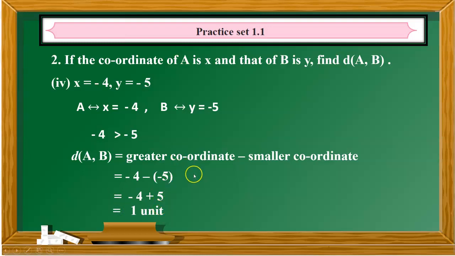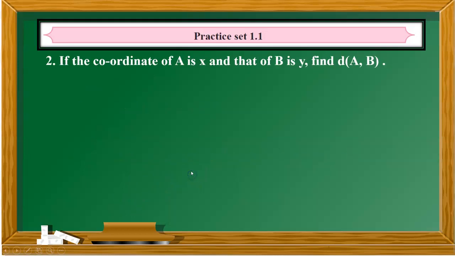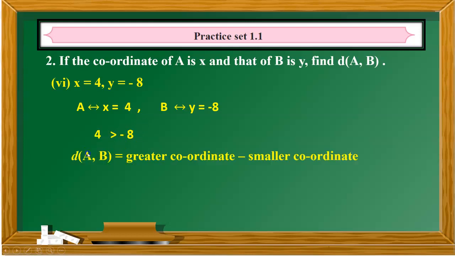Let us take one more sum of a similar type. I am taking the sixth question now. x is 4 and y is equal to minus 8. The steps, coordinate of A is x equal to 4 and B, y is equal to minus 8. 4 is greater than minus 8. So therefore distance between A and B is given by greater coordinate minus smaller coordinate, equal to 4 minus of minus 8 equal to 4 plus 8 equal to 12 units.